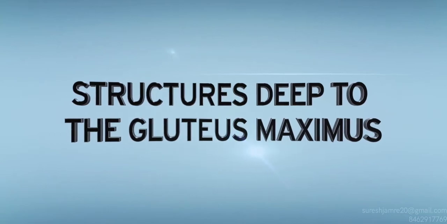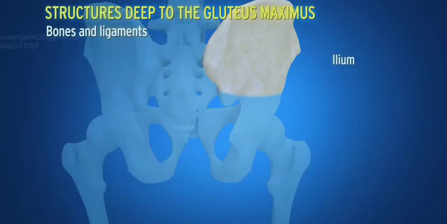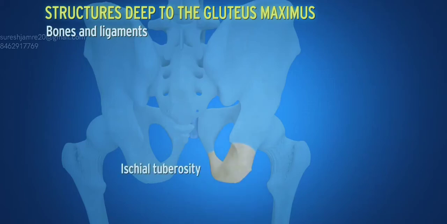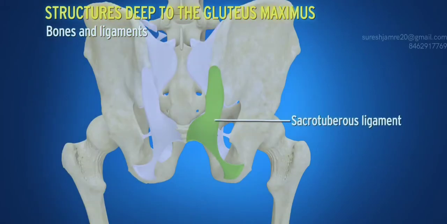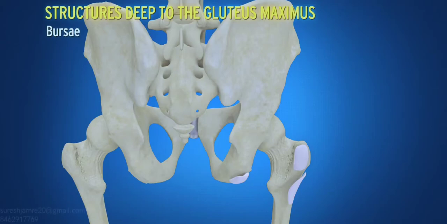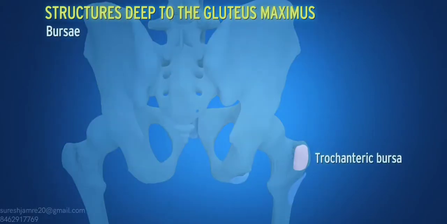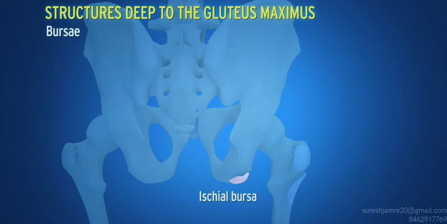Structures deep to the gluteus maximus. Bones and ligaments: ilium, sacrum, coccyx, ischial tuberosity, greater trochanter, sacrotuberous ligament, dorsal sacroiliac ligament. Bursae: trochanteric bursa between the greater trochanter and gluteus maximus. Gluteofemoral bursa between the vastus lateralis and gluteus maximus. Ischial bursa: bursa between ischial tuberosity and gluteus maximus.